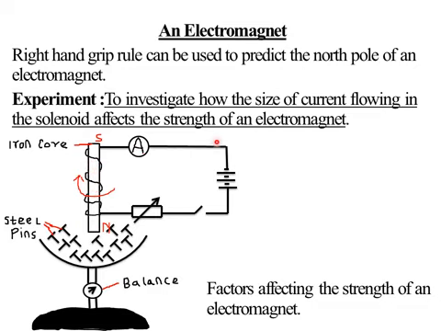Remember, if we were to plot a graph of the strength of the magnet against the amount of current, then the strength of the magnet will be directly proportional to the amount of current, meaning we will obtain a straight line graph through the origin, representing the direct proportionality. So as the strength of the current increases, the strength of the magnet also increases.